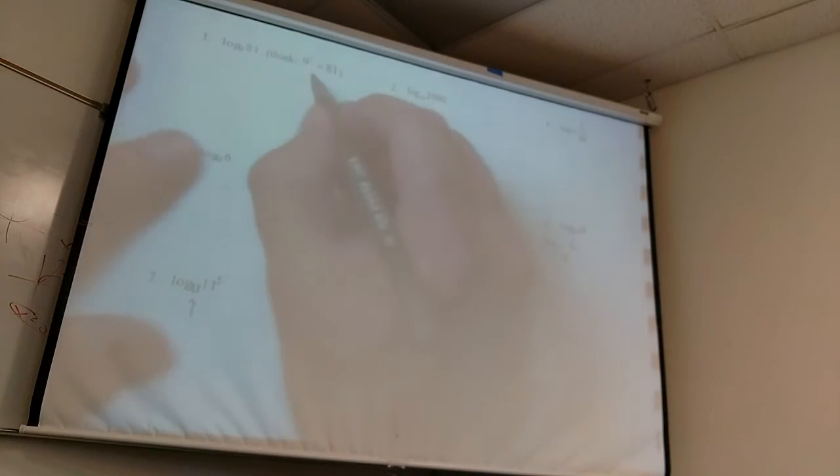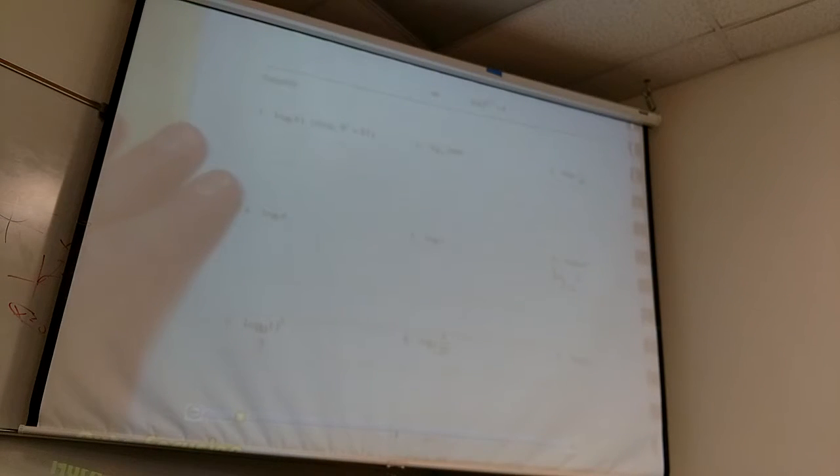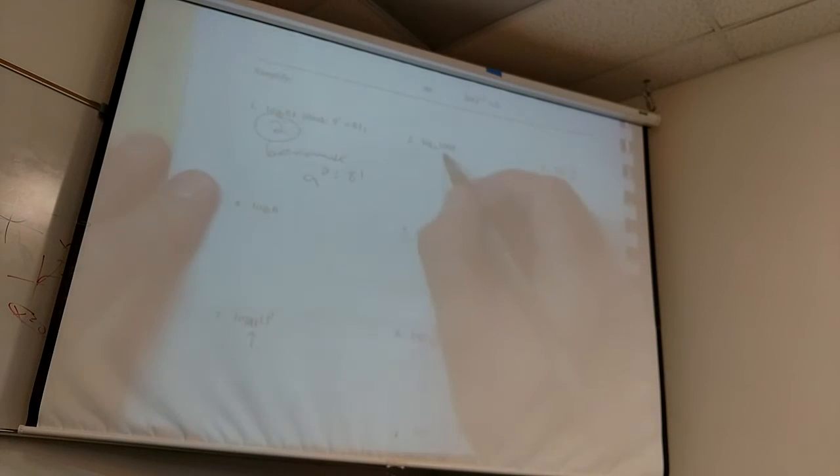So it starts off nice. What's the answer to this one? 2. Because 9 squared is 81. So the answer is 2. Here.